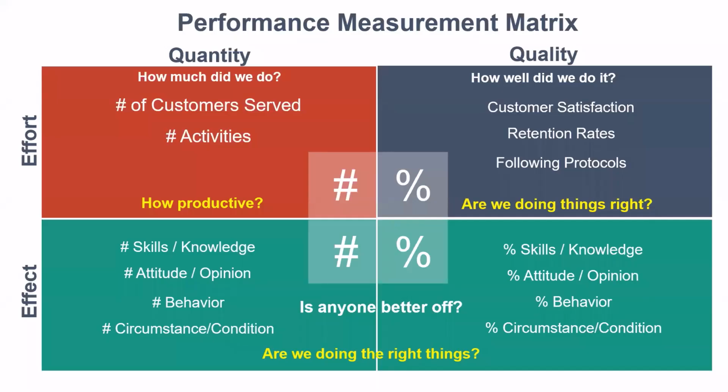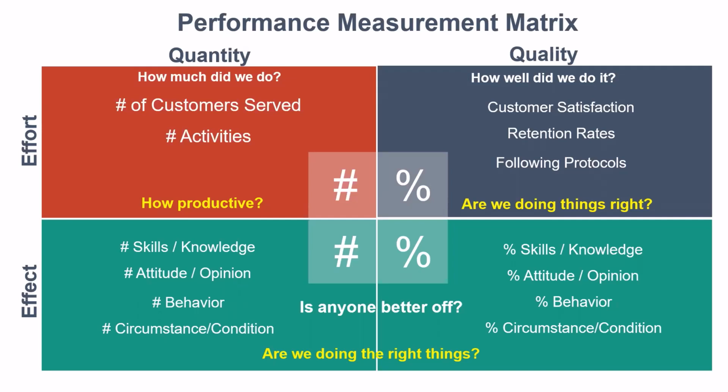And then this is the performance measurement matrix that you remember from the first webinar, where it starts in the upper left-hand quadrant with quantity and effort. How much did we do? Which tells us how productive we are. Doesn't tell you anything about whether the program's working or not, but you need it for budgeting and planning. And if you've been funded to serve 500 people, you want to make sure you serve 500 people. So that's, again, number of people, activities.